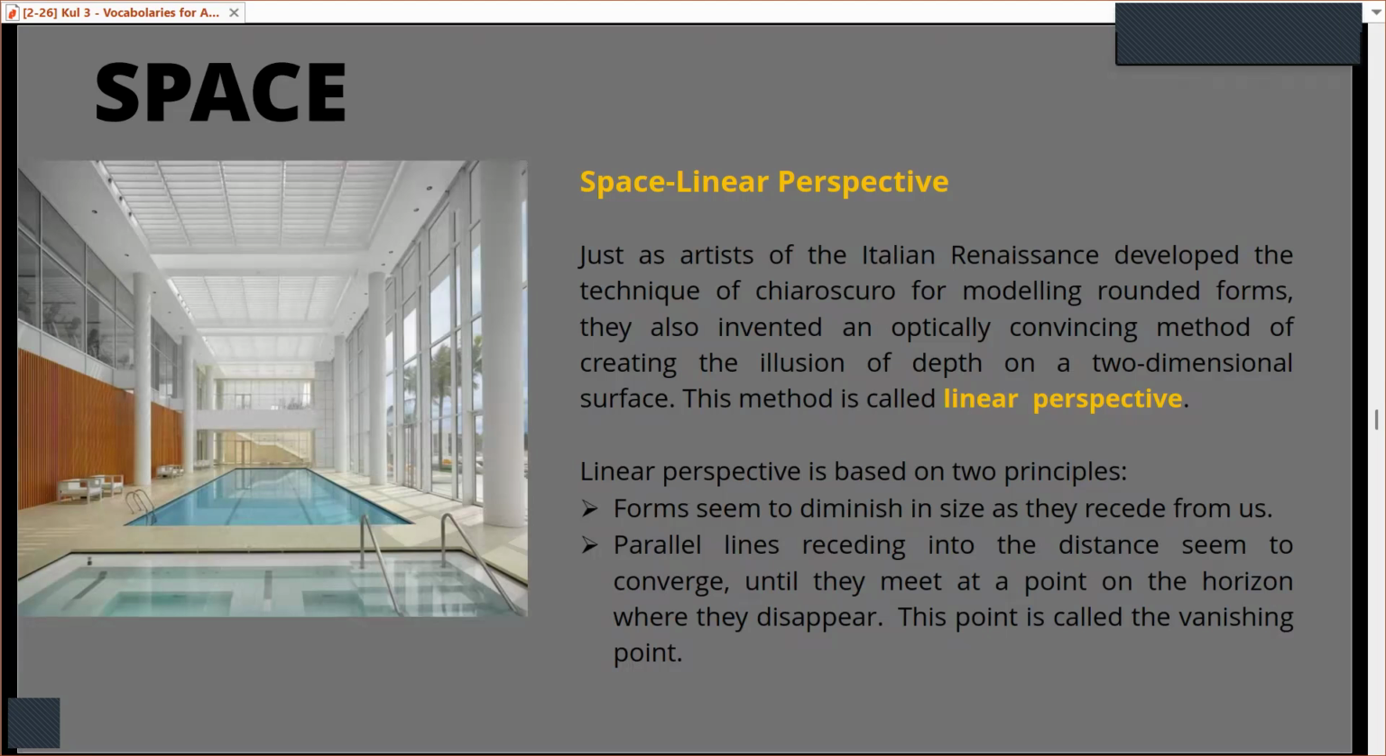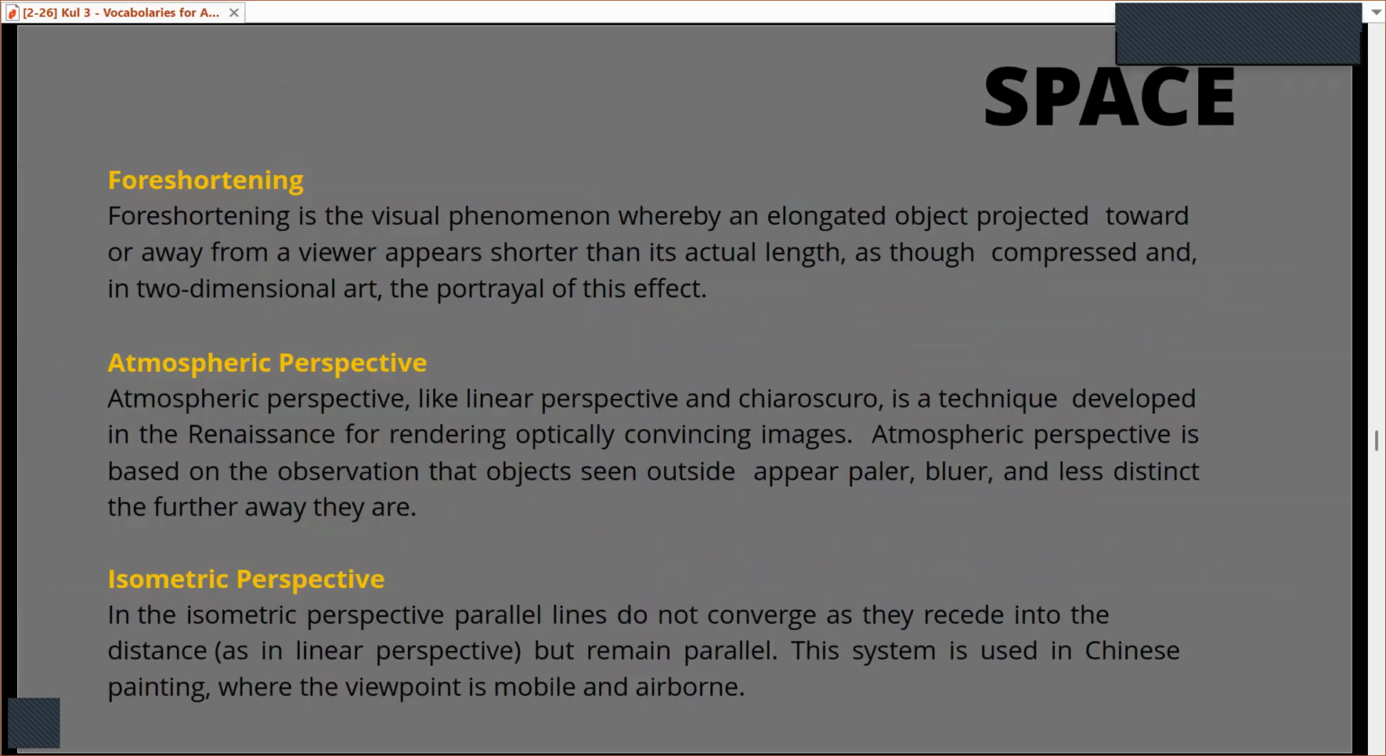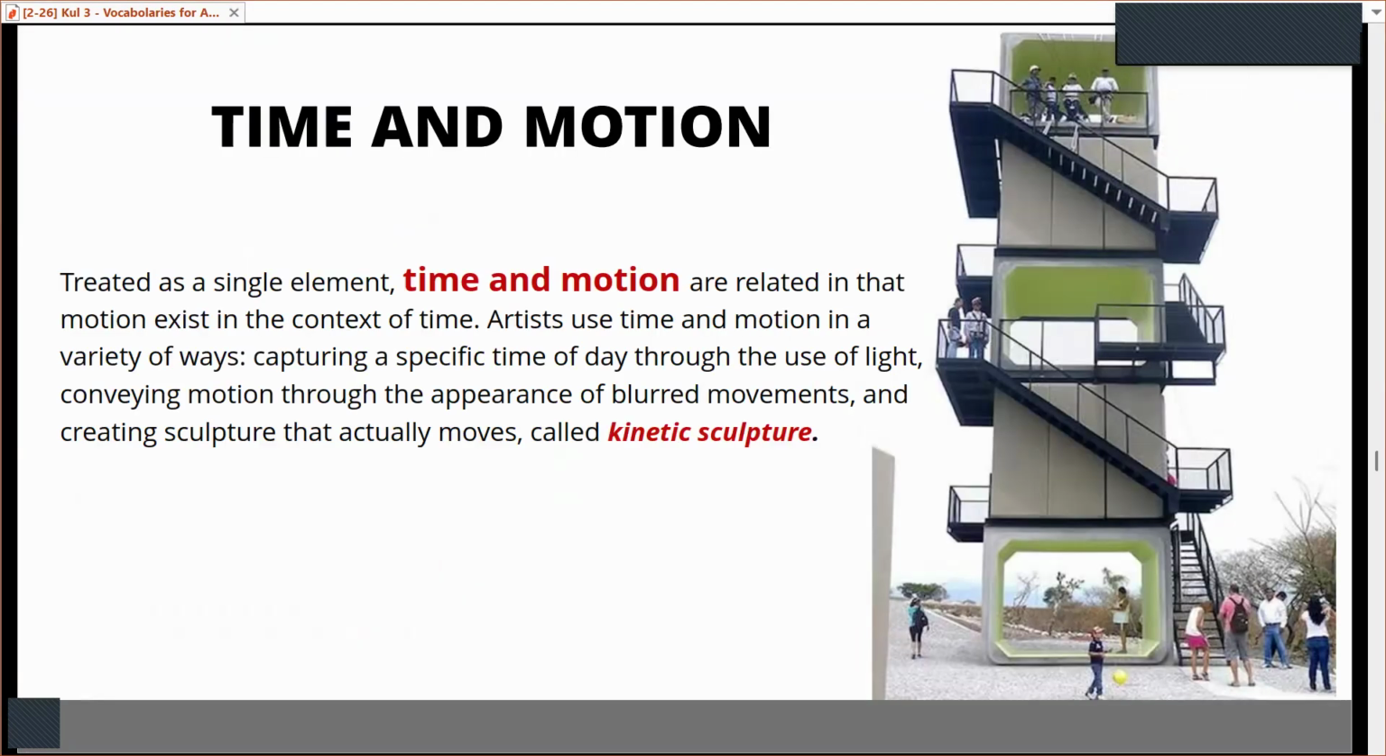there is linear space, linear perspective, oh, this is not needed. This is about perspective. Time and motion. So, you need to pay attention to how people move in the space. Something like this creates a sense of movement, spiraling like that. And it is called kinetic sculpture.